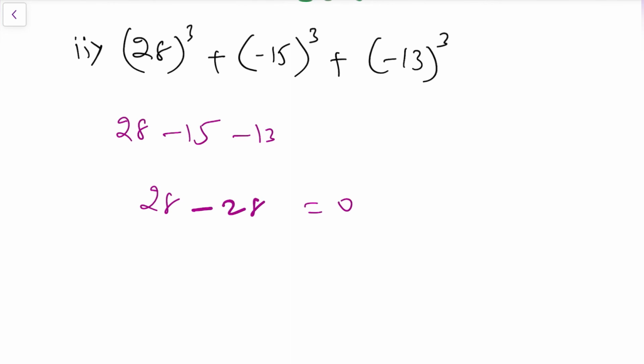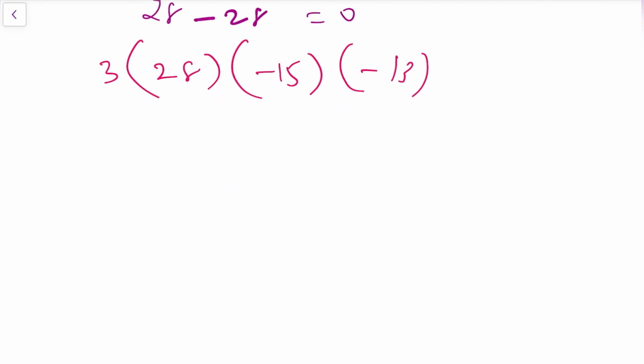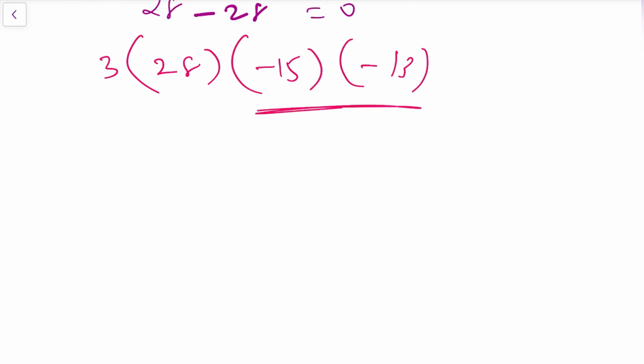Then the value of a cube plus b cube plus c cube will be 3 into a into b into c. So 3 into a is 28, into b is minus 15, into c is minus 13. So we get two minuses here, and minus into minus is plus. Then multiply all the numbers. That is 3 into 28 into 15 into 13, which is nothing but 16,380. So this is the answer.